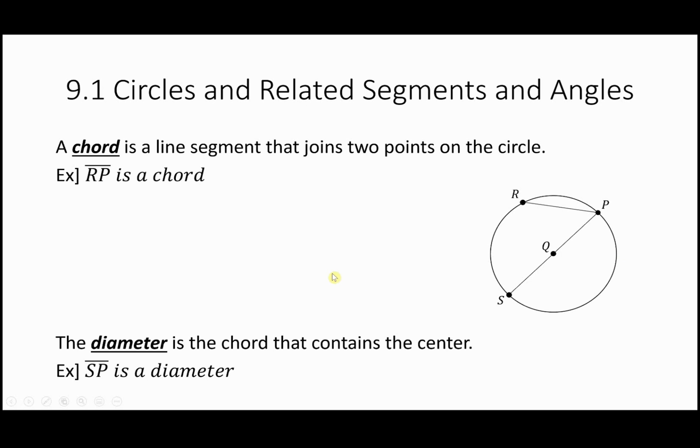Okay, but to be clear, diameters are chords themselves, because a diameter fits the definition: it is a line segment that joins 2 points on a circle. It just happens to encompass the center, so it gets this designation. Okay, moving on.